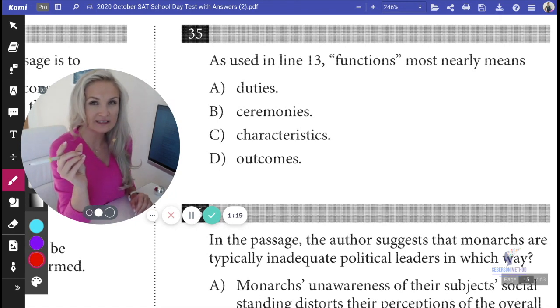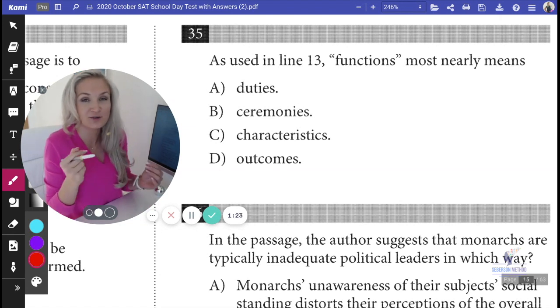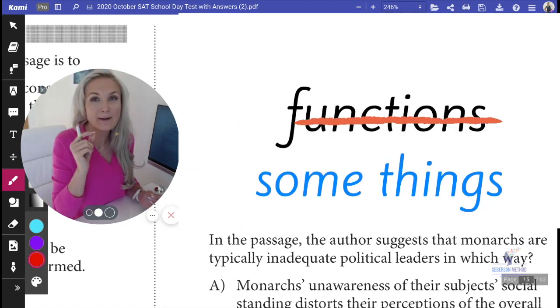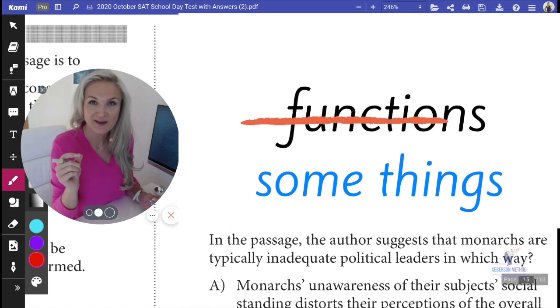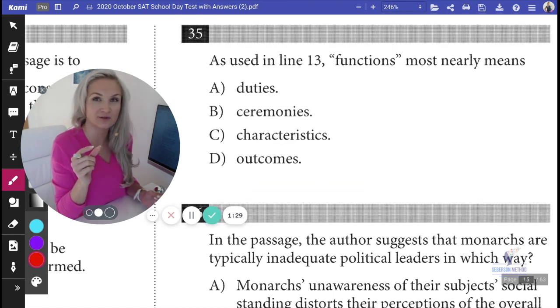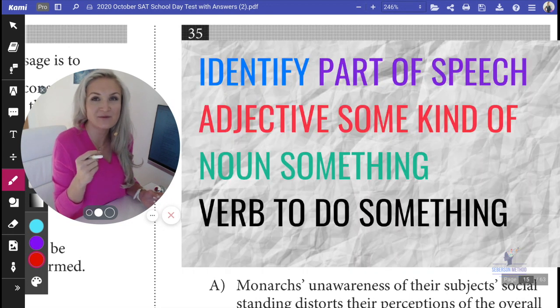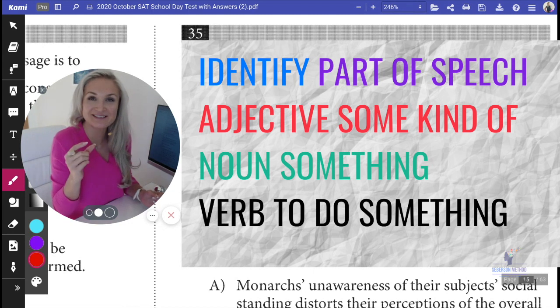So when you read the word functions, you're not going to read the word functions, you're going to read to yourself some things. If when you identify the word in question, that's an adjective, then you're going to read some kind of. If you're going to identify that the word in question is a verb, then you're going to read to do something. Why are we doing this?